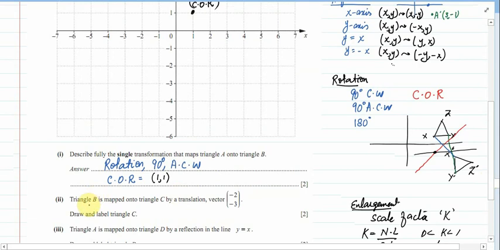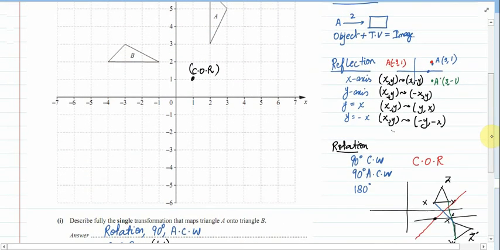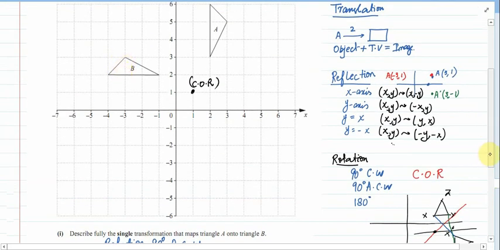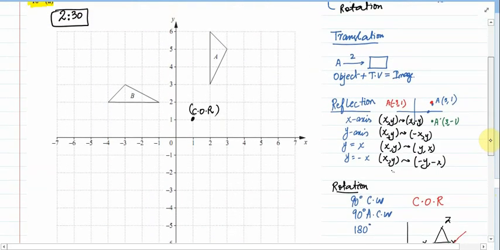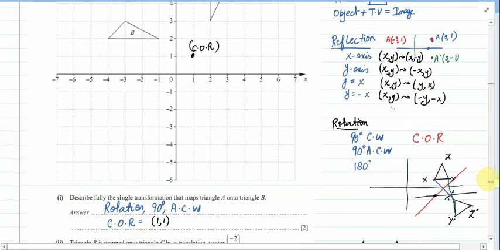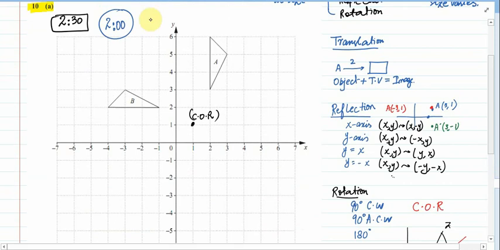In the second part, triangle B is mapped onto triangle C by a translation vector of -2, -3. It's a translation. Draw and label triangle C. So triangle B, this one, is translated by the vector -2, -3, and you need to draw triangle C. For that part, I give you 2 minutes. So start.